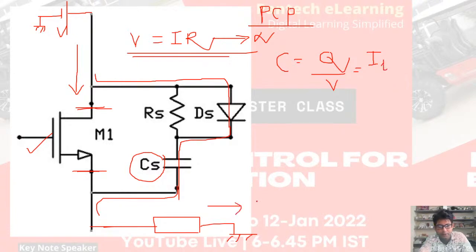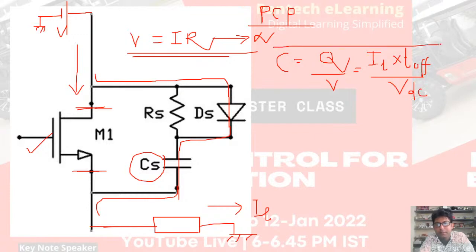Say IL is flowing through this into this. This capacitor should get fully charged till T off, because as I told, this turn-off is not happening instantaneously. It will take some time to turn off. So this is T off by my VDC. So this is the simple calculation of that snubber capacitor.